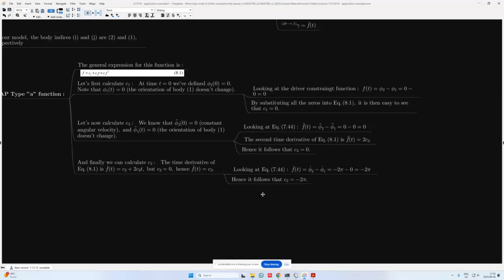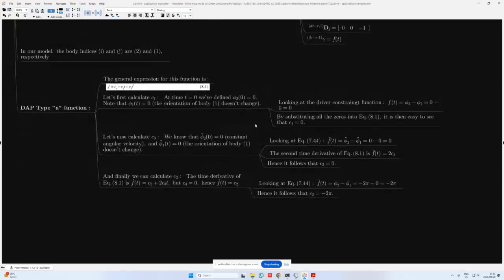And finally, we calculate c2. If we take the time derivative of equation 8.1, f dot t is equal to c2 plus 2c3t. But we now know that c3 is equal to 0 from the previous condition that we imposed on the system. So therefore, f dot t needs to be equal to c2. And if we look at equation 7.44, f dot t is equal to phi dot 2 minus phi dot 1.